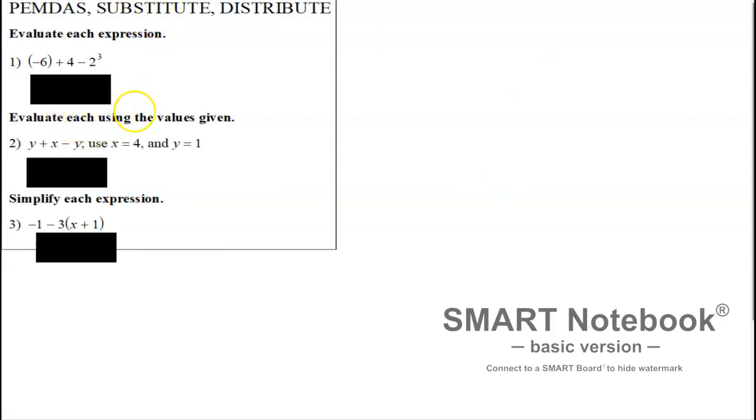Evaluate each using the values given. Okay, value, a number. So we got a number here, and we're gonna get a number here. Okay, because value. This one says simplify. This one will be different. Okay, so this is use x equals 4, y equals 1, y plus x minus y.